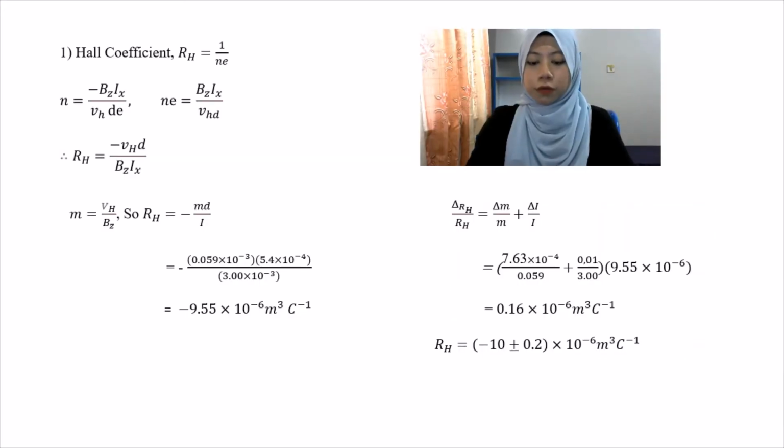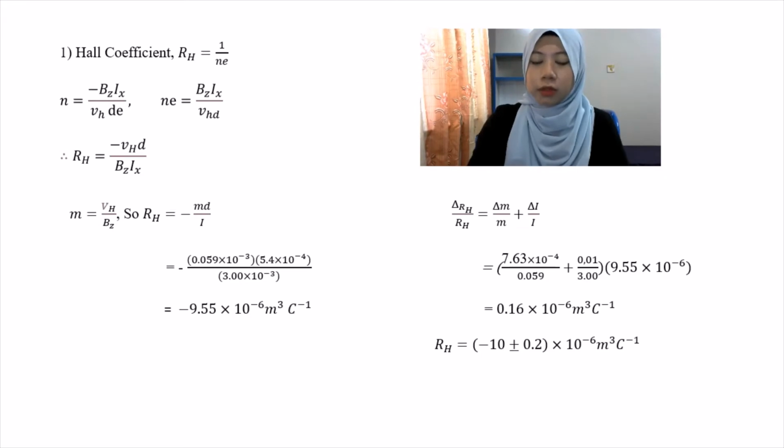Okay, so this part is for the Hall coefficient RH, where RH equals 1 per NE. By using the formula of N, we make NE the subject and then substitute the NE formula into the RH formula. For the m, we also substitute the m formula into the RH formula, and we get the new formula, which is RH equals negative m d divided by I.